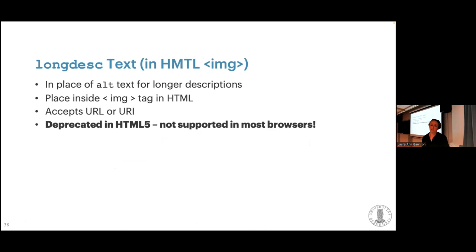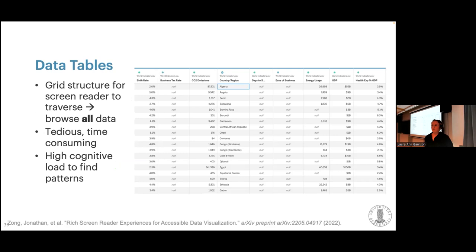The other way that is sort of the gold standard for screen reader accessibility is just putting a data table on in addition to the chart. What this does is give the user more agency than alt text, because they can actually navigate every single data point through this grid structure that the screen reader can traverse. But I think it's pretty obvious that this is a very tedious and time-consuming experience, and it takes a lot of mental effort to find patterns.